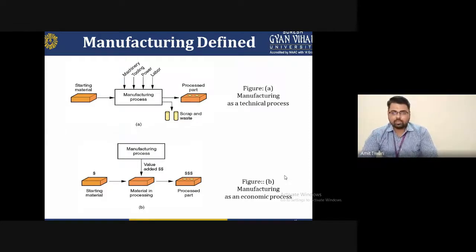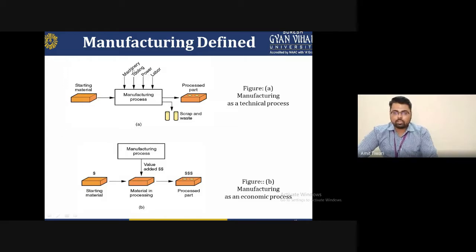First we cover figure A, which starts with the raw material. If you purchase material and transfer it to the manufacturing process layout, you will observe that there are four elements under the category of manufacturing process: manufacturing machinery, tooling, power, and labor.